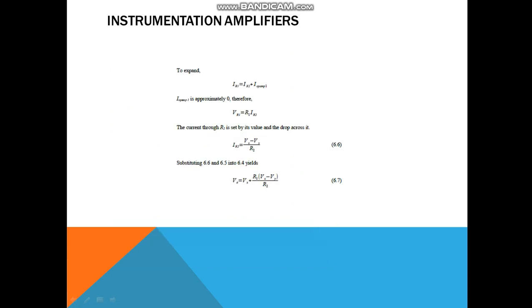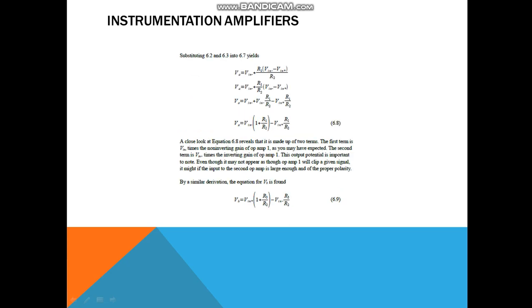Further, taking all the currents in the circuit, we can approximate it to 0, that is IR1 equal to IR2 plus current in the first op-amp. Then we get the resulting equation as VR1 equal to R1 into IR2.